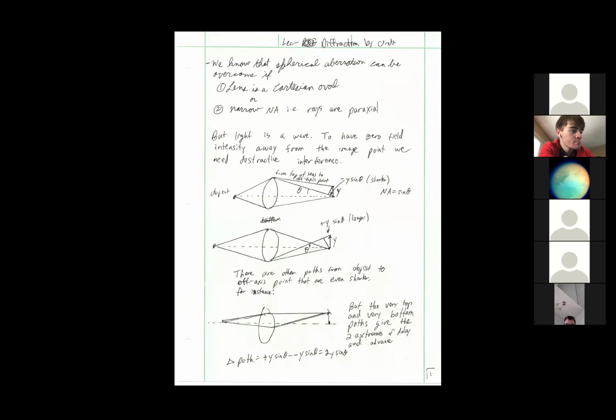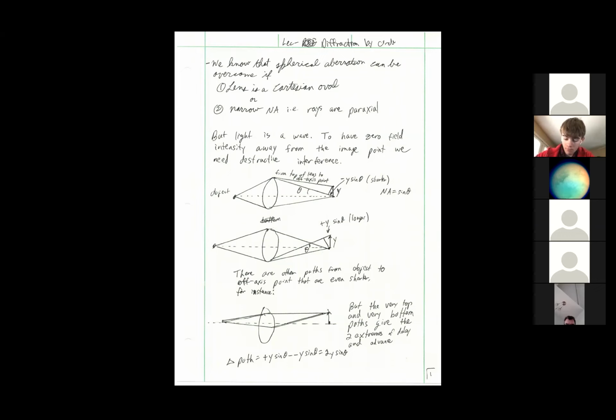All right, let's get started. So we've been talking about diffraction by a number of different systems. Now we're going to talk about diffraction by a circle because that's the shape of most lenses. So we already know that we can overcome spherical aberration either if the lens is a Cartesian oval or if we have a narrow numerical aperture.